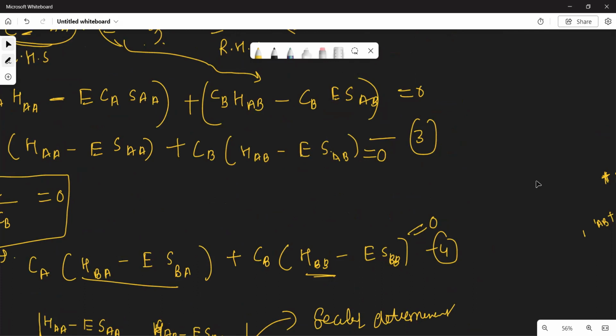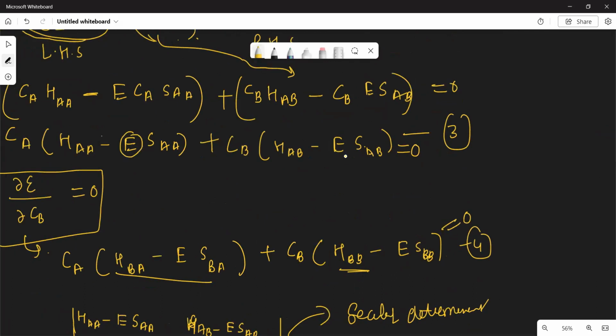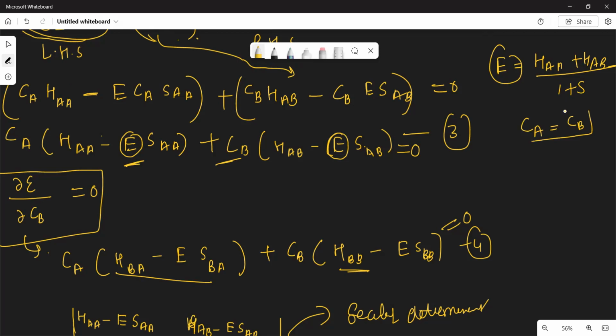Okay, so when you put the value of energy in the third equation in place of E, which is equal to HAA plus HAB upon 1 plus S, then you will get CA equals CB. And when you put the value of E minus, the second expression, in the fourth equation, then you will get CA equal to minus CB. Okay, so we are getting two values here.